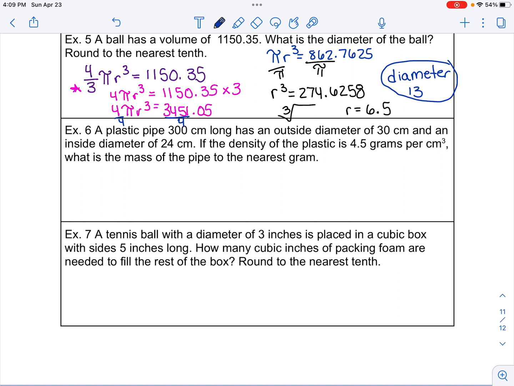So, in order to find mass when we're dealing with density, we need to subtract to figure out the volume of this shape first, and then we can multiply by the density. If the density is 4.5, multiply that at the end. So we're going to do the outside first. The volume of the outside would be pi times, we have a diameter of 30, so that's a radius of 15 squared, pi r squared times 300, our length.